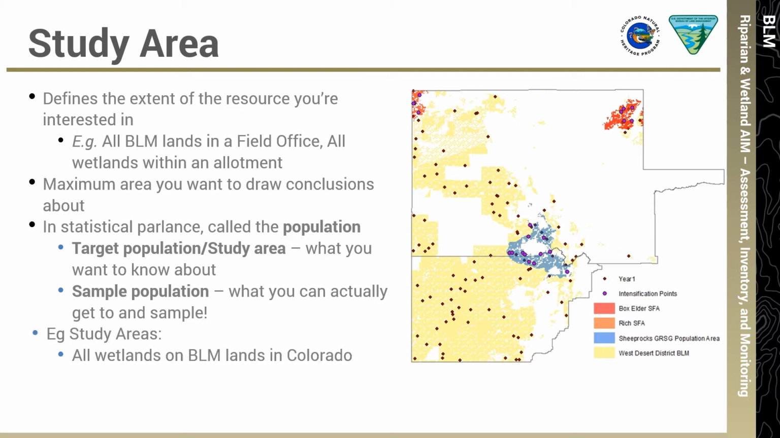Example study areas could be all wetlands on BLM lands in Colorado, or as shown on the right in the map, all wetlands in a district or field office area such as the West Desert District in Utah.